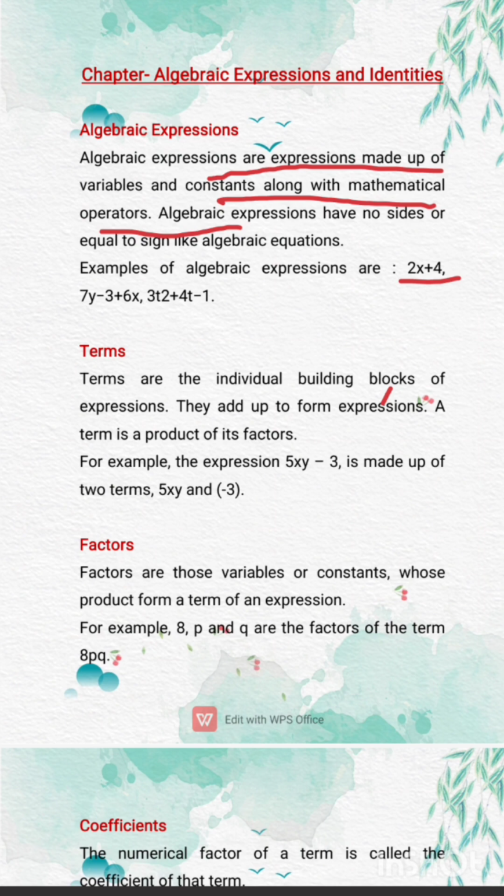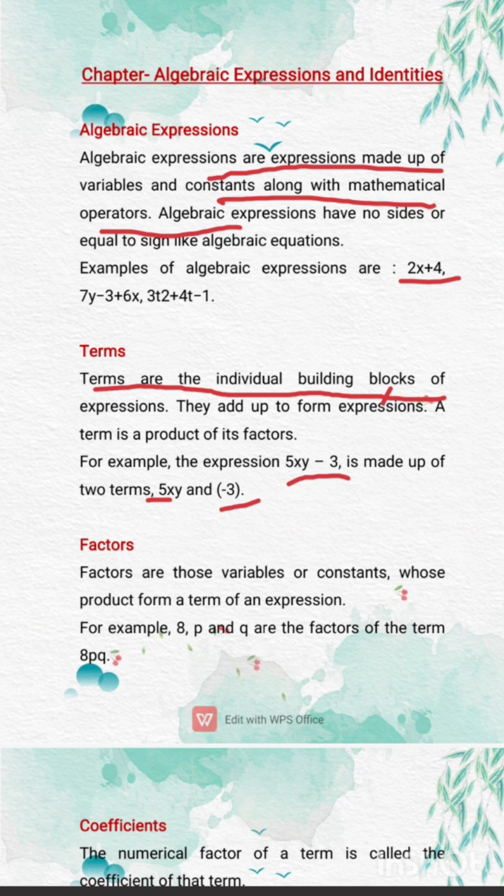Then let us understand what are the terms. Terms are the individual building blocks of expressions. They add up to form the expression. A term is a product of its factors, and factors could be constant and variable. For example, 5xy minus 3. So it is made up of two terms. One is 5xy and the other term is minus 3.